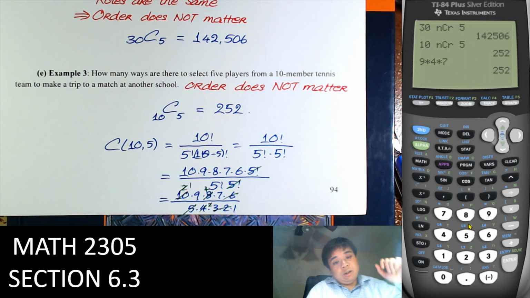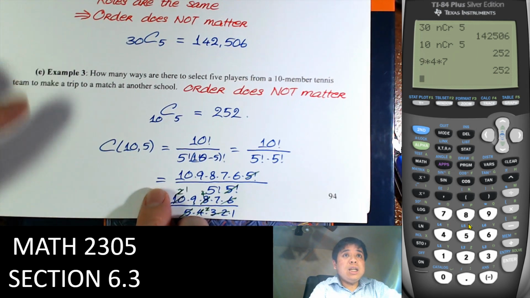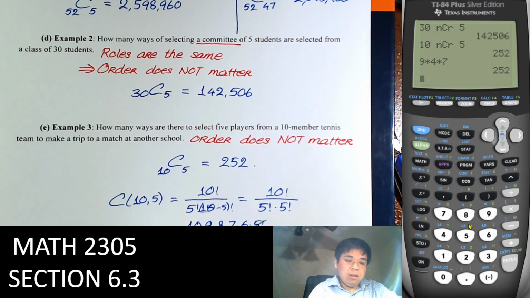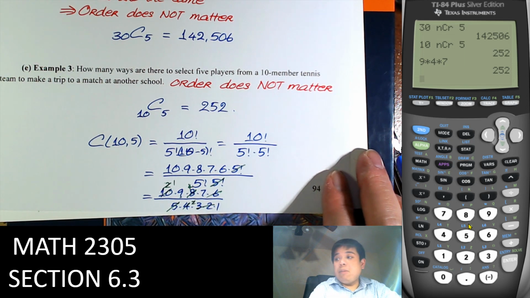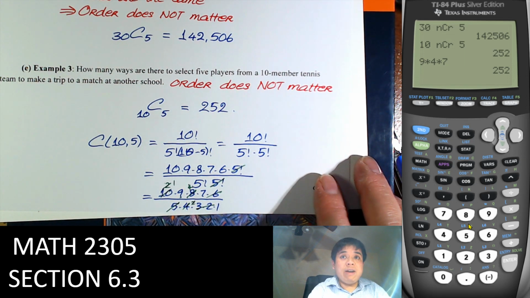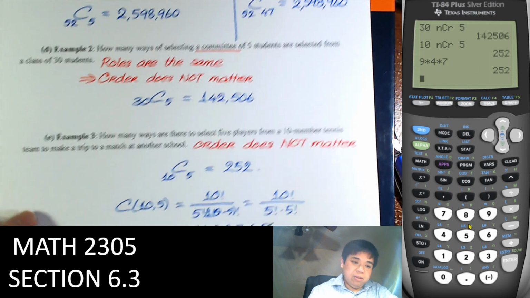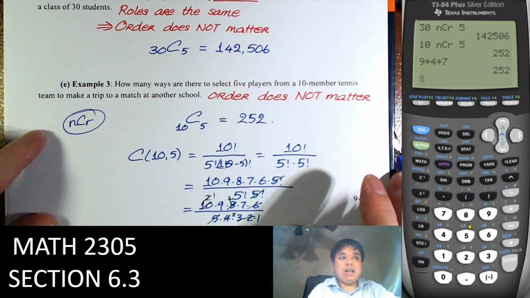So just like that. Of course you can do it by hand, but if you don't have a calculator, go with this formula. If you do, use a combination. By the way, any scientific calculator also has that button. Look for the nCr button on the scientific calculator. You should have that too.